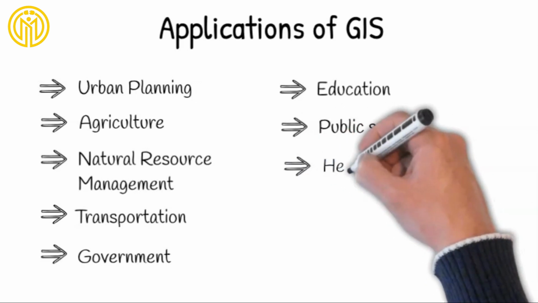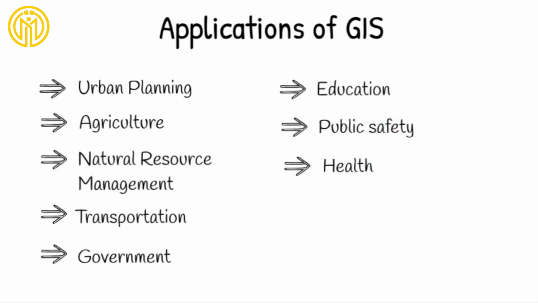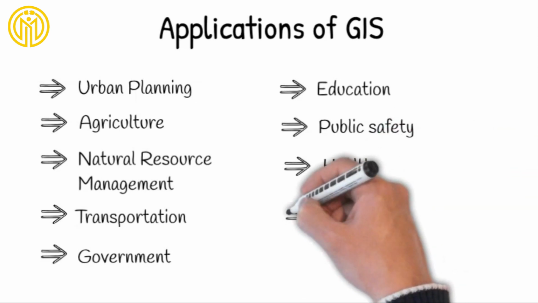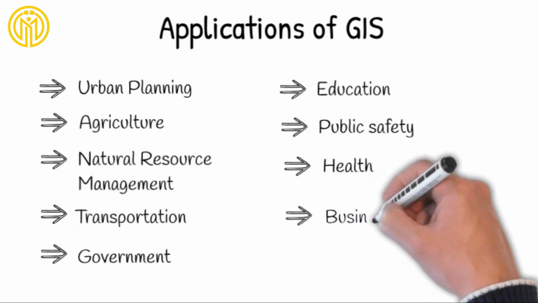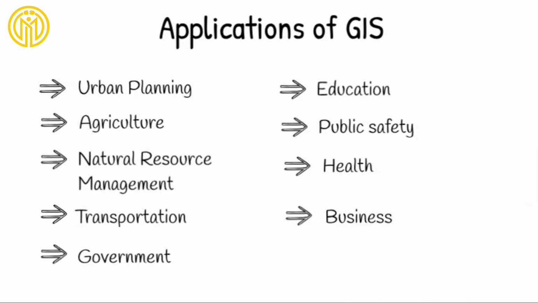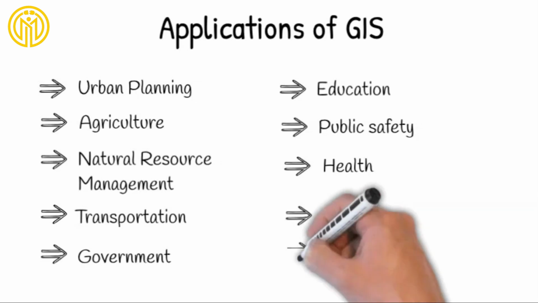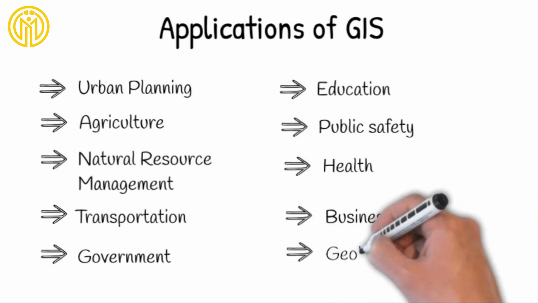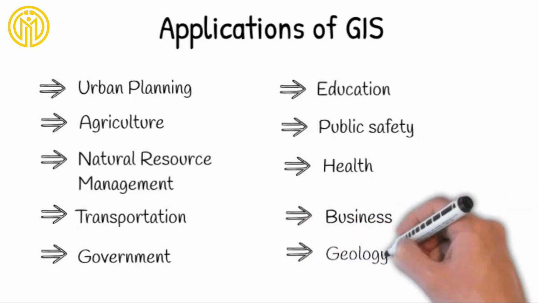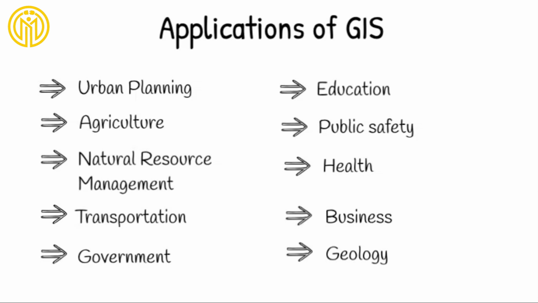In health, GIS helps in making health maps, determining distance to healthcare, and disease surveillance. GIS is used for managing business information based on its location. In geology, GIS is used to study geological features, analyze soils and strata, assess seismic information, and create 3D displays of geographic features.